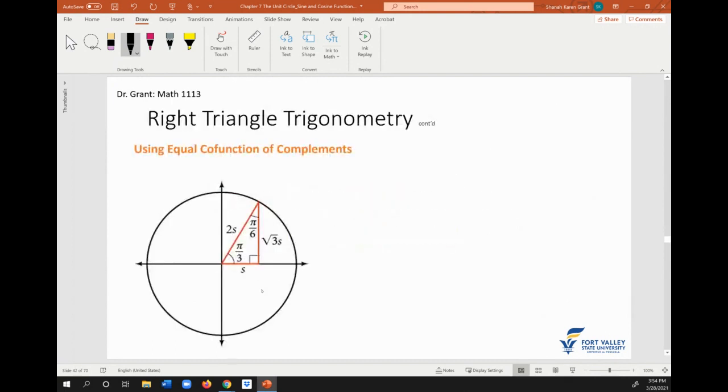Well, maybe we should find also. Let's look at sine of pi over 3, which we just found. So sine of pi over 3 is opposite over hypotenuse. So that's going to be root 3 over 2. But I want us to look at cosine of pi over 6 and see what we get.